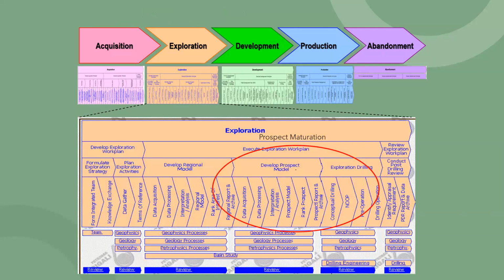When we look at only the prospect maturation part, how do we contribute to it? Over here you can see the prospect model depends on data acquisition and data processing. You have interpretation analysis, the prospect model, the ranked prospects, as well as the exploration drilling points. These are some of the things we have to look at when we are looking at prospect maturation. Nothing is unnecessary; everything gives some value to prospect maturation.